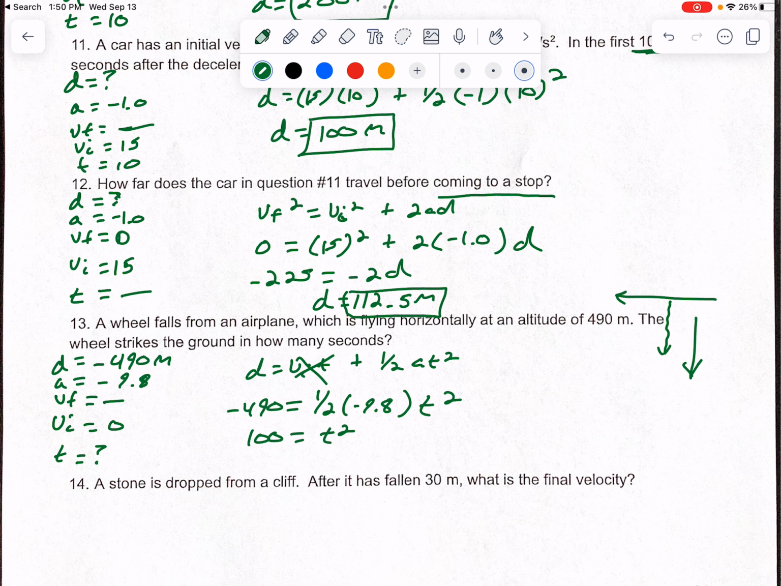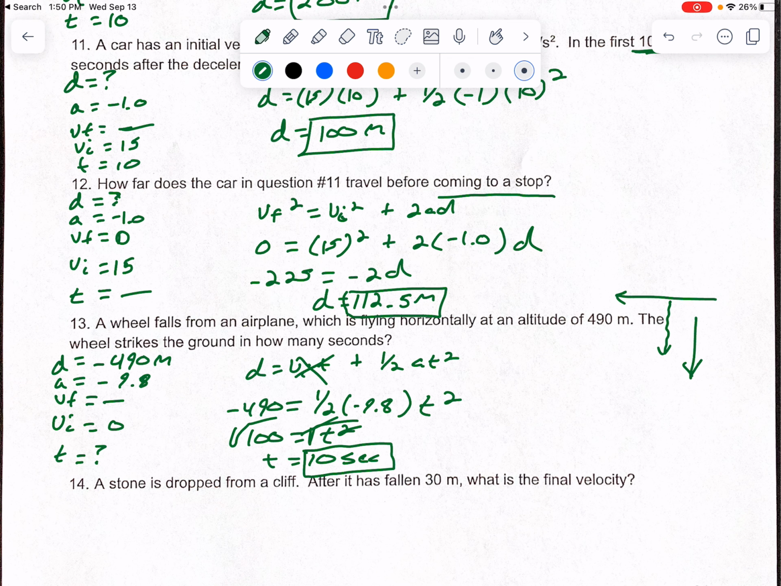Now you got to get rid of that squared. You can't leave it as T squared. So what you would do is square root both sides to get rid of that squared. So square root of 100 would be 10. So T equals 10 seconds. Now the reason why that negative 490 was important on this one is because if you didn't put negative 490, now all of a sudden you're going to try to take the square root of a negative number, and your calculator won't do it. It'll just pull up an error symbol. Okay, so just watch out.